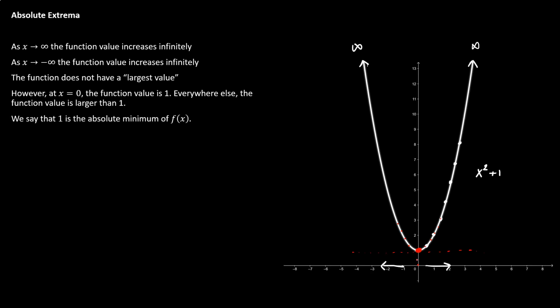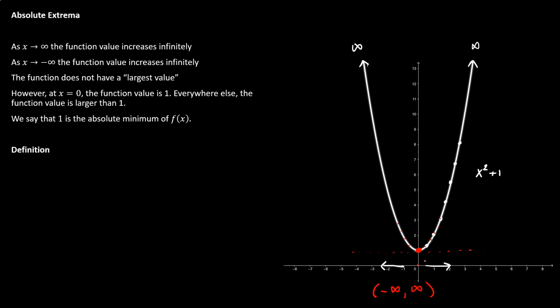We would say that this function has an absolute minimum, and we're talking about over the entire interval where x gets to go from negative infinity to positive infinity. Within that interval, this function has an absolute minimum because there's no smaller value that this function will put out.